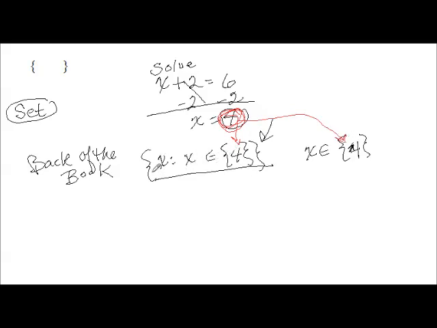And I'd like to read you how you translate this. This says the set of all x's such that, the little colon means "such that." In some books it's a vertical line. x is an element of the set with 4 in it. Or they might just have x as an element in the set with 4 in it.